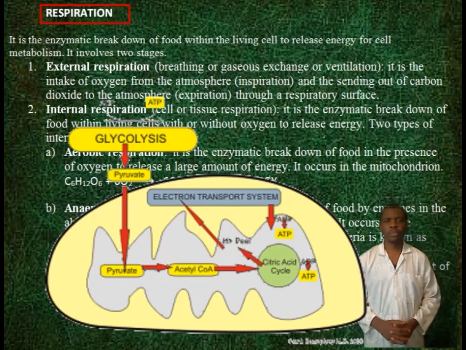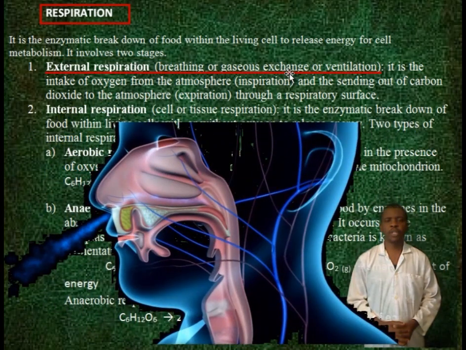Respiration. It is the enzymatic breakdown of food within living cells to release energy for cell metabolism. It involves two stages: 1. External respiration, which is also called breathing, gaseous exchange, or ventilation. It is the intake of oxygen from the atmosphere, that is inspiration, and the sending out of carbon dioxide into the atmosphere, that is expiration, through a respiratory surface.